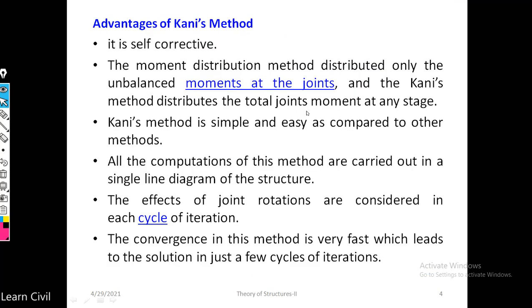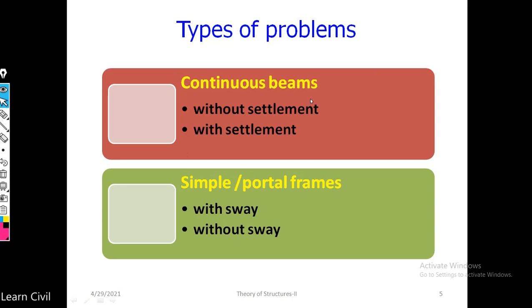Okay, this was some introduction. Different types of problems can be solved by using Kani's method. The first one is analysis of continuous beams, and the second one is analysis of portal frames. The continuous beams can be analyzed for two cases, that is with settlement and without settlement, whereas for portal frames we can analyze the portal frames with sway and without sway.